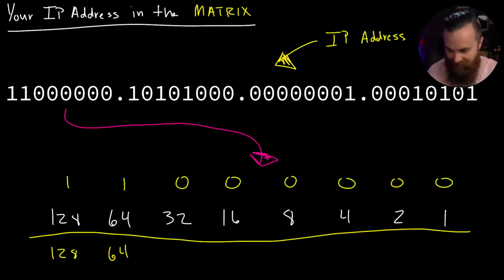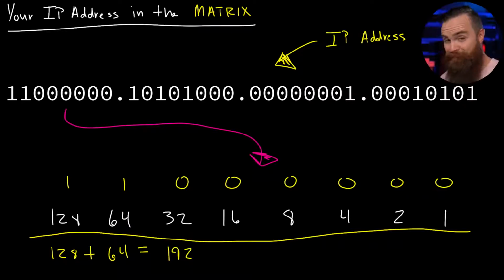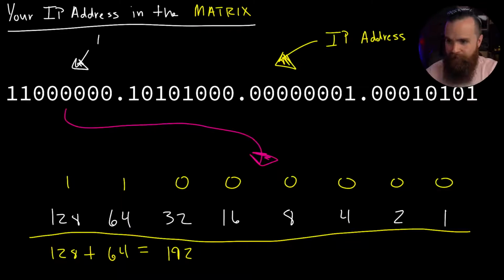We don't need them. Now here's what I want you to do, and this, again, still feels weird, I know. I want you to add the numbers that are on together. 128 plus 64 gives us 192. This right here, it's a big moment for you because right here, we just converted our first octet from matrix code, from binary to decimal. Legit, that's what we did. This number right here is 192 in decimal. That's kind of cool, right?